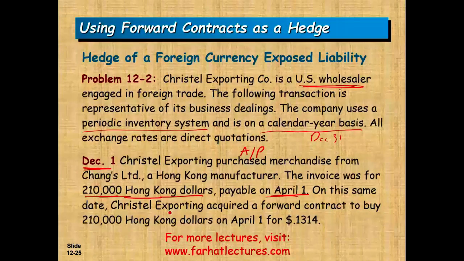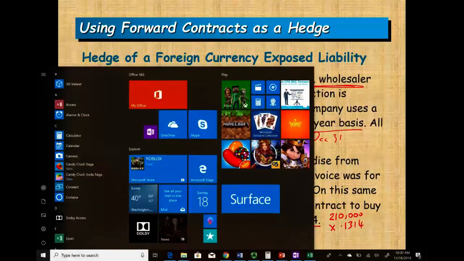On this date, Cristal Exporting acquired a forward contract to buy 210,000 Hong Kong dollars on April 1st for 0.1314. So we know we're going to need the money on April 1st. So what we did is we said, okay, let's just make sure we cover all our bases. What does that mean? It means let's go ahead and buy a forward contract at 0.1314. So let me show you what happened here.